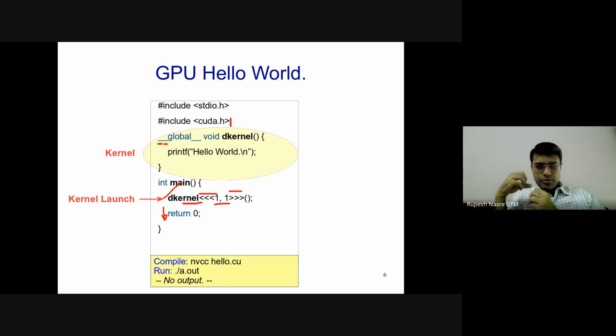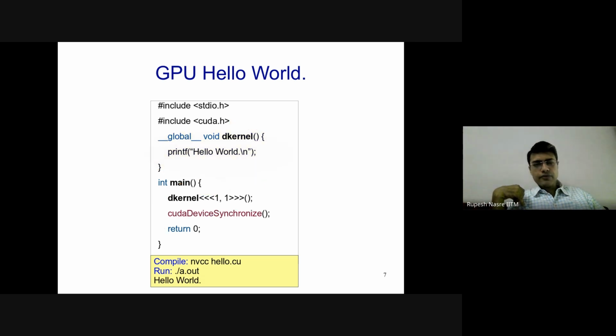So pushing it onto the screen requires that the CPU waits for the GPU to finish its execution, and that is indicated with a function called CUDA device synchronize. When I put that CUDA device synchronize in, we start seeing hello world. And this time the hello world is not coming from the CPU, but it is being printed from the GPU.